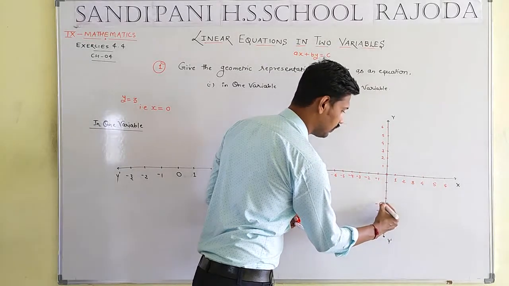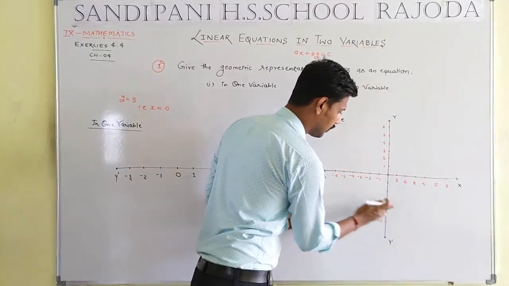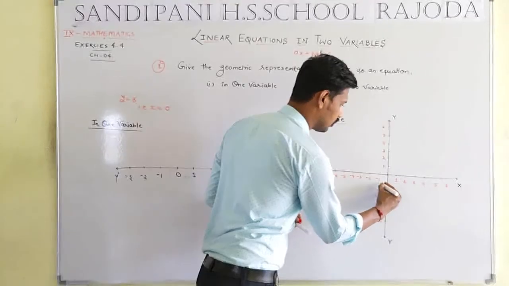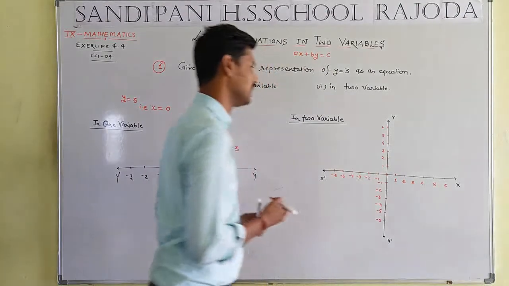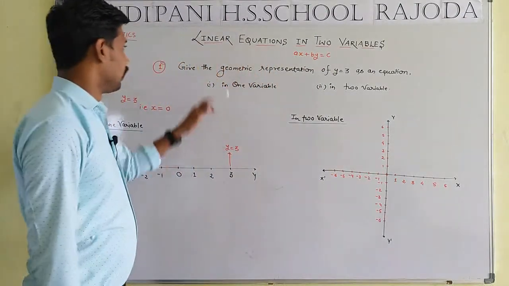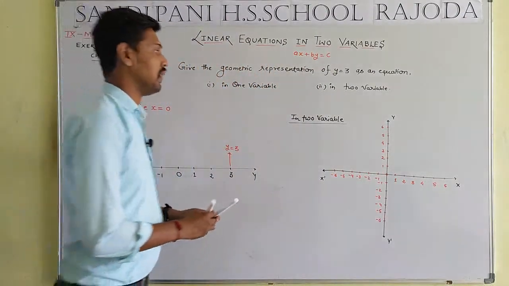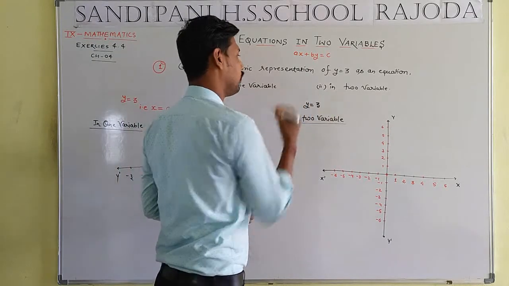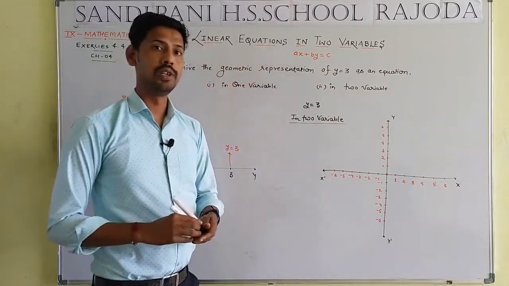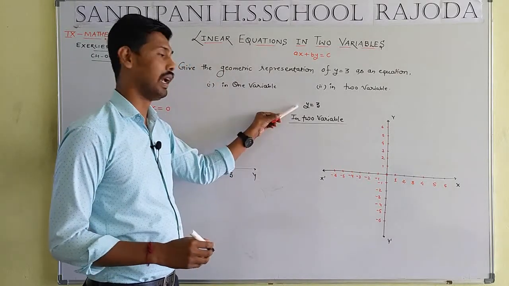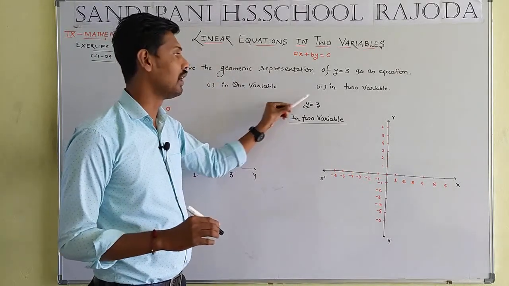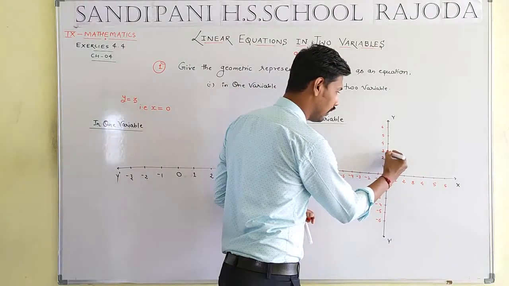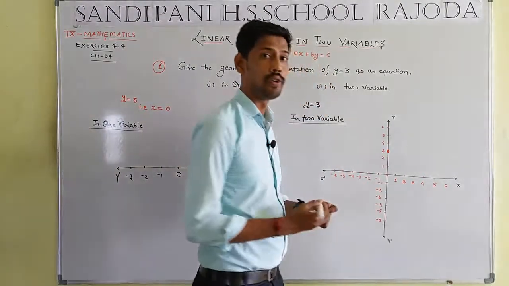Students, -4, -3, -2, -1 and this is 0. We get the equation equal to 3. That means y will be equal to 3. What is the meaning of y equal to 3? It introduces only the y-axis. That means y equal to 3. Here we get a simple value, y will be equal to 3.